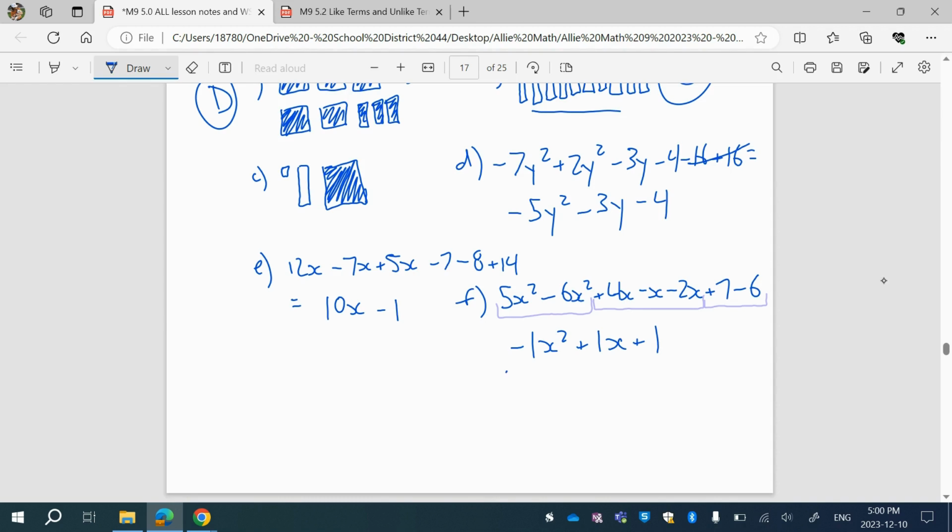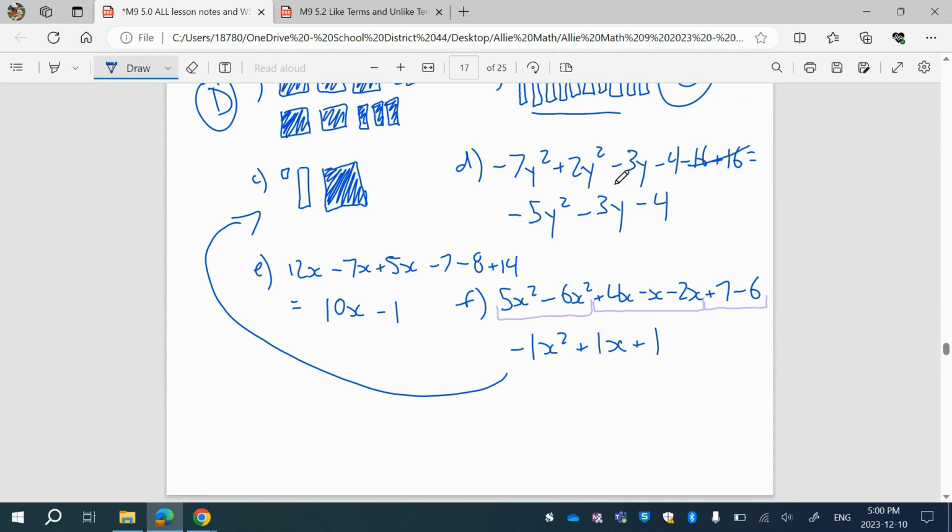And you can see this is the same as this one here. We have a negative x squared. We have a positive 1x and a positive 1. So that's the same as F.